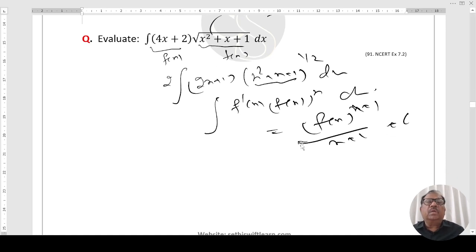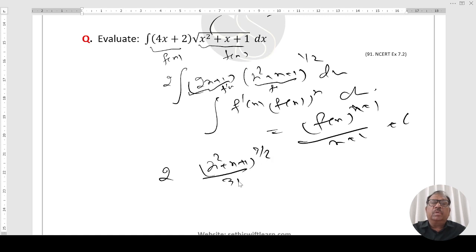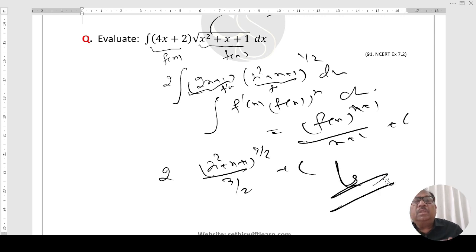Now we can use it directly. This is f dash x, this is fx. So twice x square plus x plus 1 की power 3 by 2 upon 3 by 2 plus c. Simplify and find the answer. This is the method. Means put x square plus x plus 1 equal to t, 2x plus 1 equal to dt by dx, 2x plus 1 dx equal to dt, 2 taken from here, then find the answer. Next question.